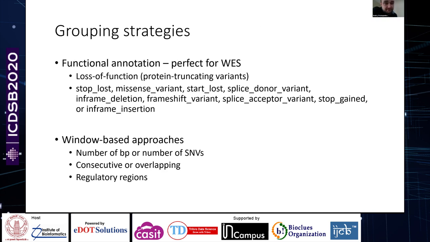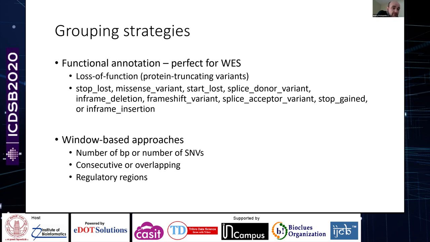So although rare variant testing is basically well established, grouping strategies are not so straightforward, and there is still research going on on how to group the rare variants which you want to test. For exome studies, besides sliding windows, people use functional annotations.